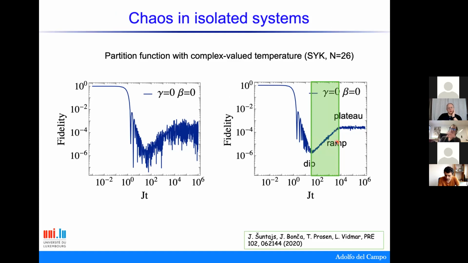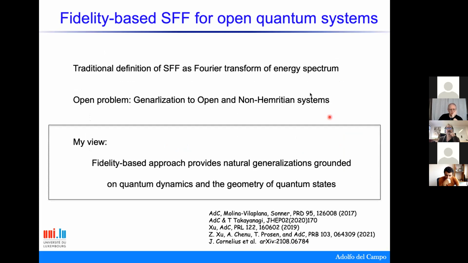Now, all this is for isolated systems. All this is known. I want to study how chaos is modified in open systems, when you have decoherence, and what replaces the spectral form factor for open quantum systems.